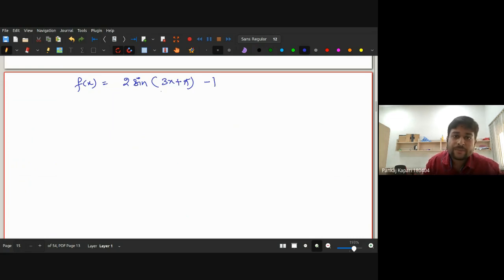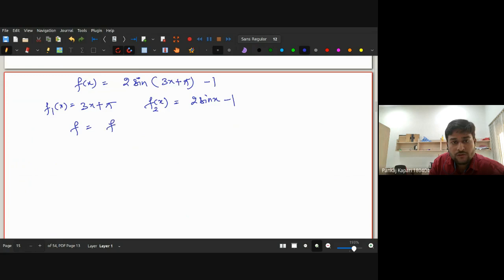Or you can see that this function is just a composition of some functions. So what are those functions? You can write f1 of x as 3x plus 5, f2 of x as 2 sine x minus 1, and then you can write f as the composition of f2 composed with f1, right?